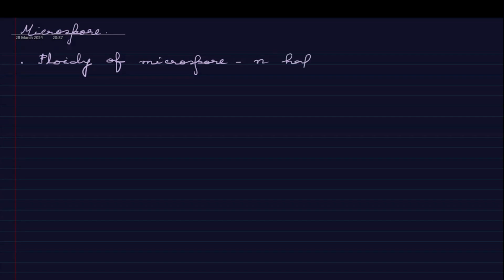So today's topic which I am going to discuss now is the microspore. First point you should remember is the ploidy. Questions come on this, so the concept should be very clear. Ploidy of microspore is N, that means haploid. I discuss the points according to the questions which generally come not only in board but also in competitive exams.